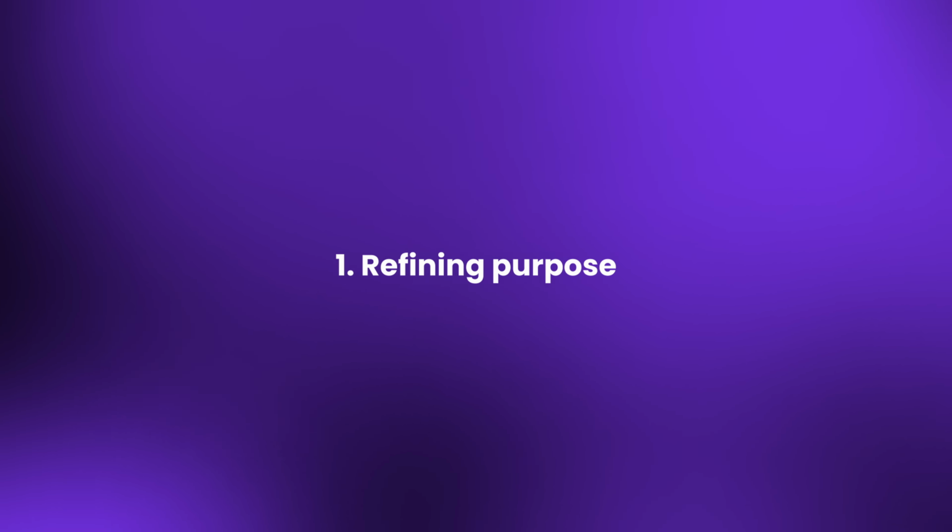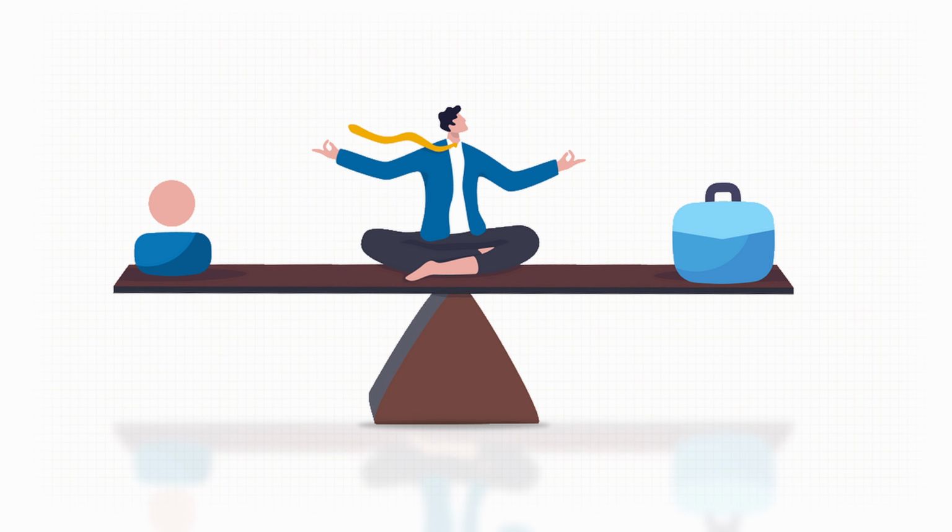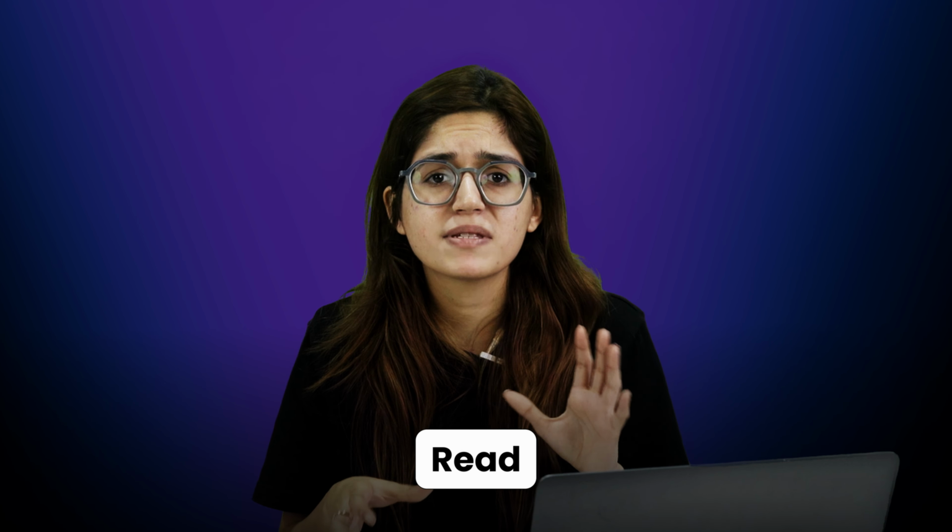Let's dive right in. Chapter 1 is refining purpose. Most beginners just rush through this first part, but professionals spend 30 to 50% of their time here. First, we need to balance user intent and business goals. Ask yourself, what is this person trying to do when they land here? Is it to buy, read, sign up, or something else? This is the user intent.